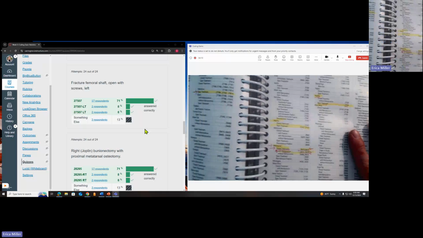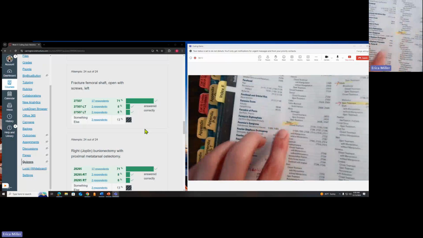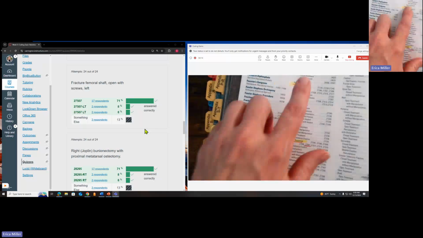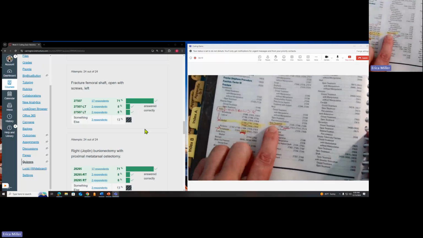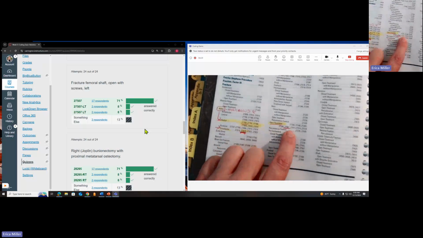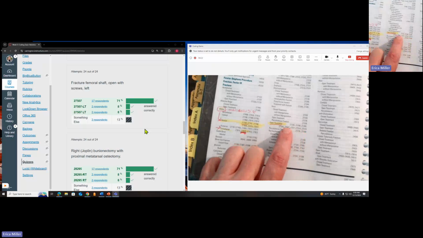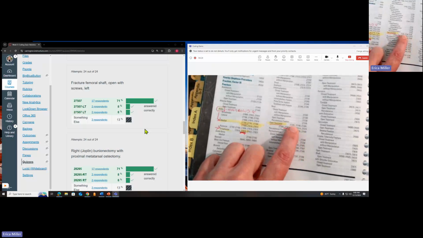And then I'm going to start looking for femur. All right, so fracture, femur, and then I'm going to start looking for those extra details. Open, okay. Multiple codes that have to be reviewed, right? Again, you're always asking yourself, what have I not captured from the index?